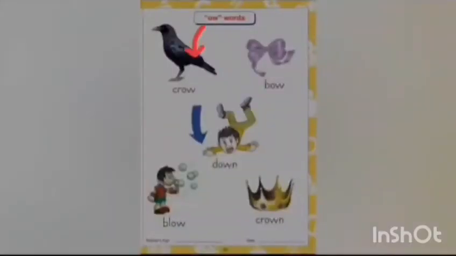OW words, and the sound of OW is O. Crow, crow. Bow, bow. Down, down. Blow, blow. Crown, crown.